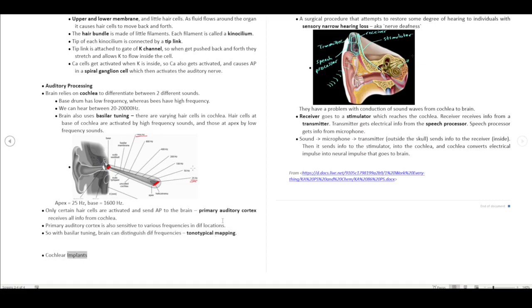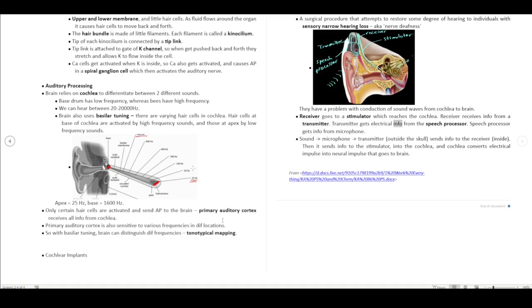Cochlear implants. A surgical procedure that attempts to restore some degree of hearing to individuals with sensorineural hearing loss, aka nerve deafness. They have a problem with conduction of sound waves from the cochlea to the brain. The receiver goes to a stimulator which reaches the cochlea. The receiver receives info from a transmitter.